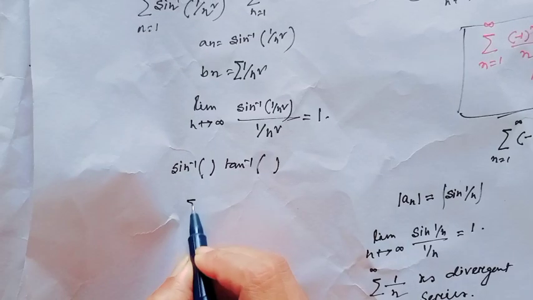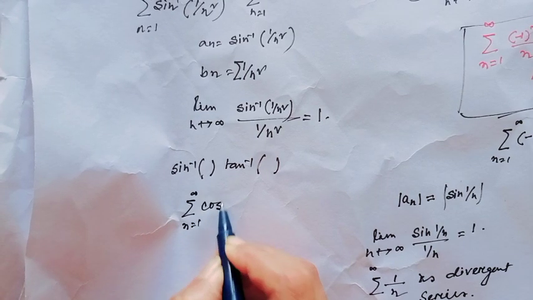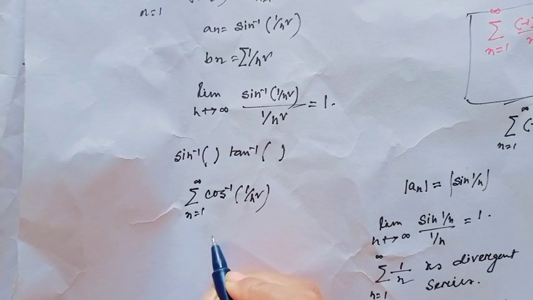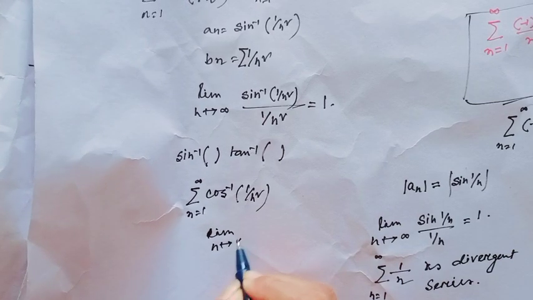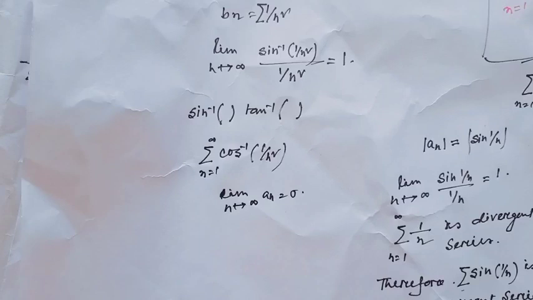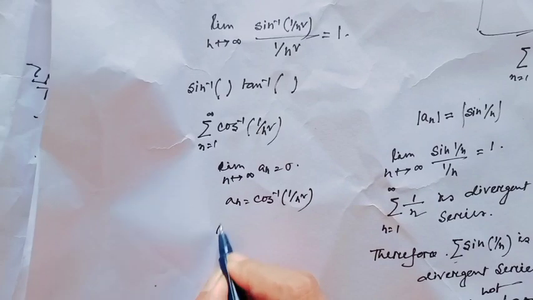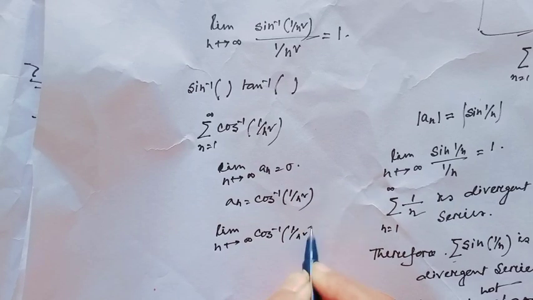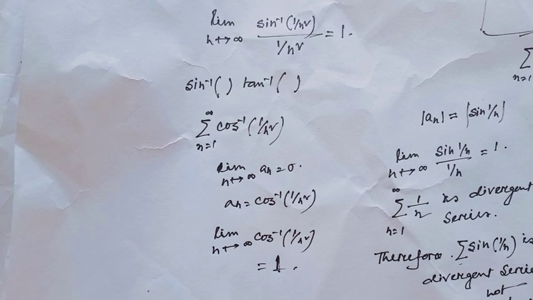But if we consider the series n equal to 1 to infinity cos inverse 1 over n square, this series does not converge, because when a series converges, then we all know the limit as n tends to infinity of an equals 0. Since here an equals cos inverse 1 over n square, notice the limit as n tends to infinity of cos inverse 1 over n square is not 0, it is equal to pi over 2. So this series does not converge.